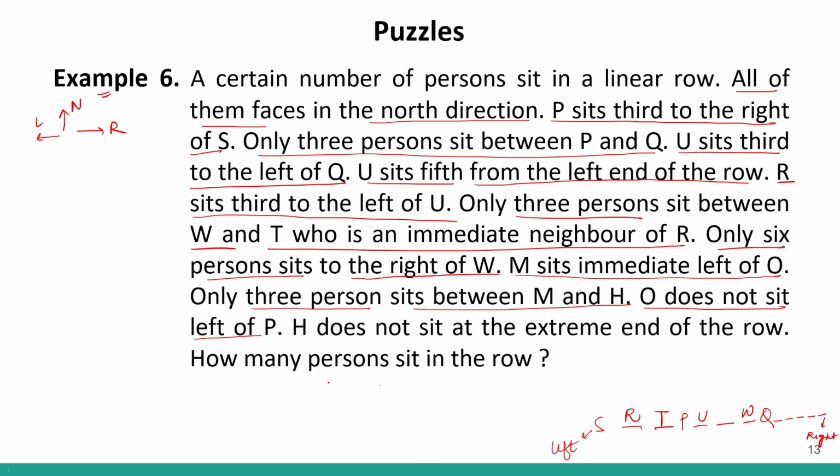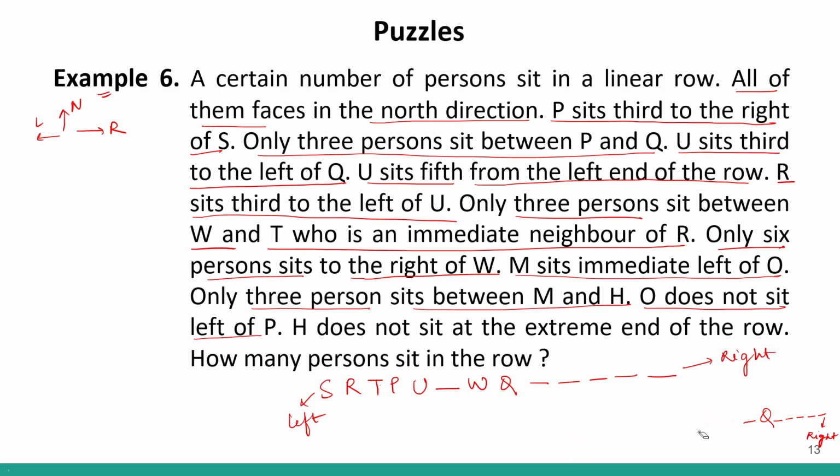So let me draw the second possibility in a clearer manner. So the second possibility is S, R, T, P, U, then one person, then W, then Q, and then we have 5 persons. Correct? 1, 2, 3, 4 and 5. So 1, 2, 3, 4, 5, 6, 7, 8, 9, 10, 11, 12, 13. 13 we have. This is the left hand. This is the right hand. In total we have 13 people in this row.